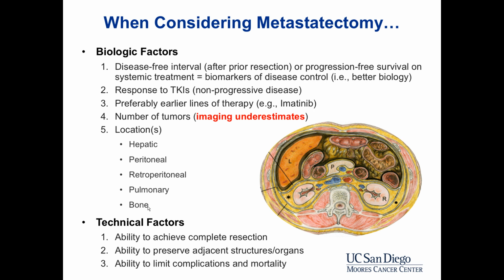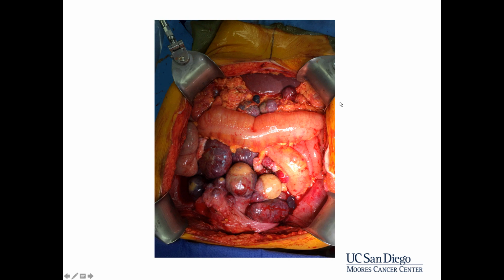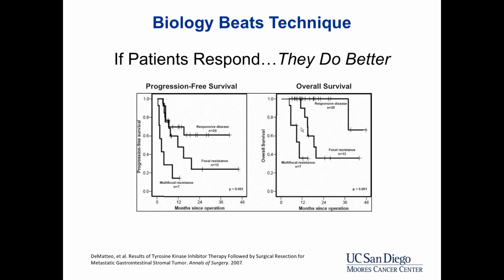What are the technical factors? I've got 3 listed there. One is the ability to obtain a complete resection. The second being the ability to preserve adjacent organs and structures. The third being the ability to perform a safe operation. And here's just an example of a patient with pretty significant disease where we took the patient to the operating room in order to debulk her disease.